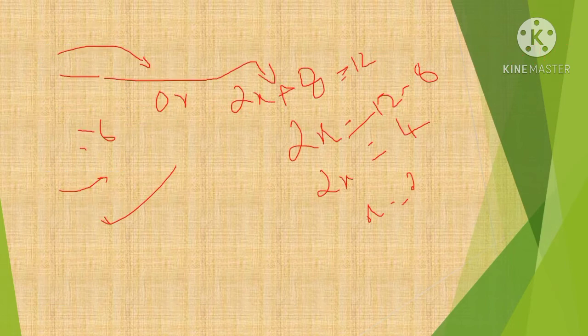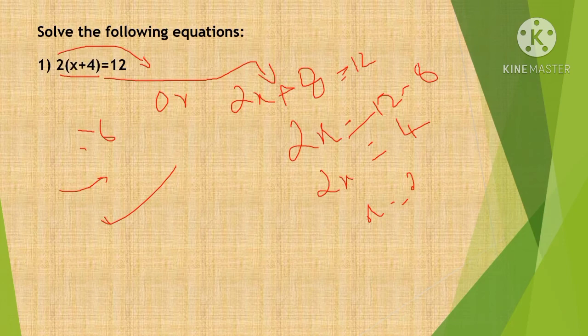So the next question is solve the following equations. So the first question, 2 into x plus 4 is equal to 12. So 2 into x plus 4 we have written inside the bracket. The meaning is that 2 is common for this x and 4. So you can solve the equation. So I will be teaching two methods. So which is easy for you, you can follow that method.